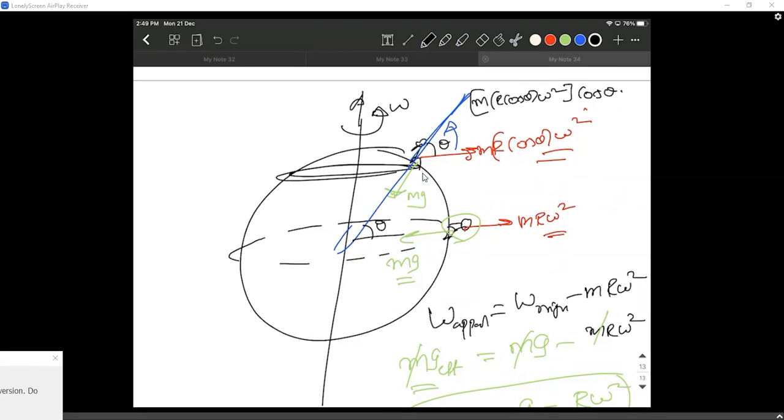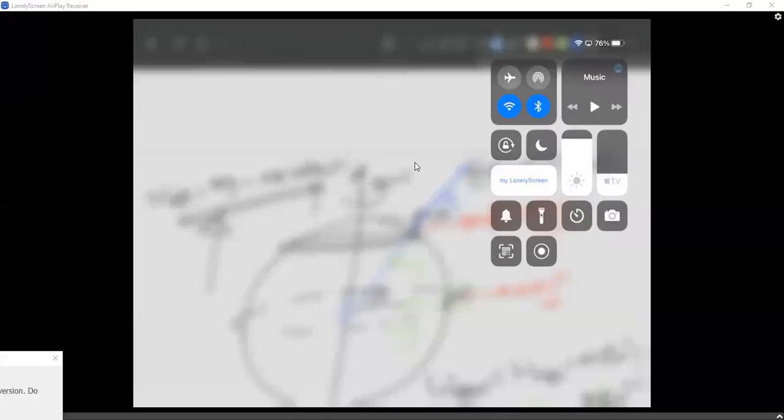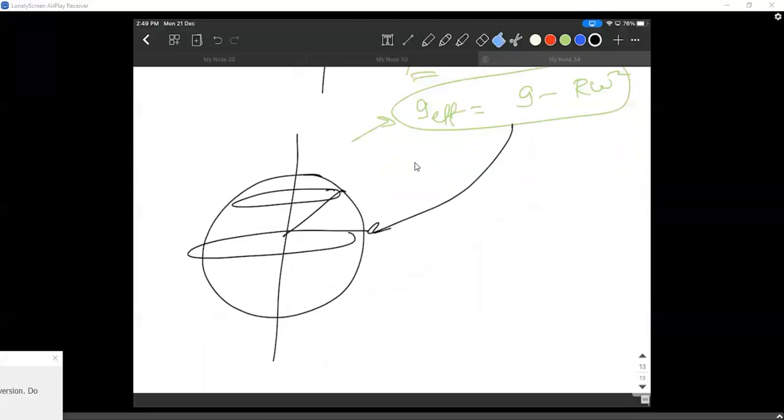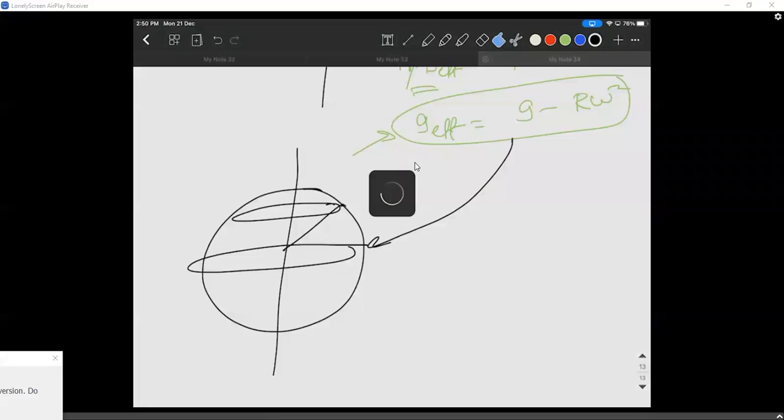In terms of, bah, the screen is stuck again. Why is this happening? So where was I? I'm sorry about this. Keeps happening.